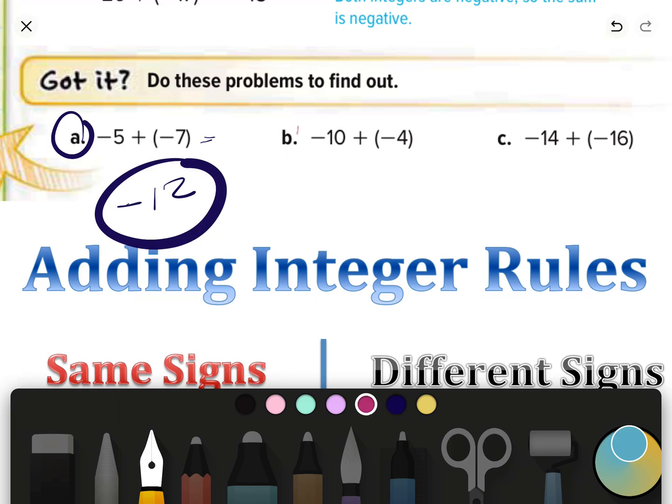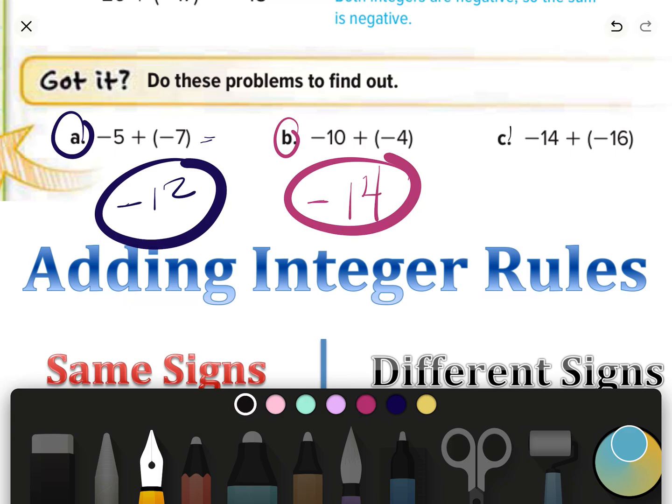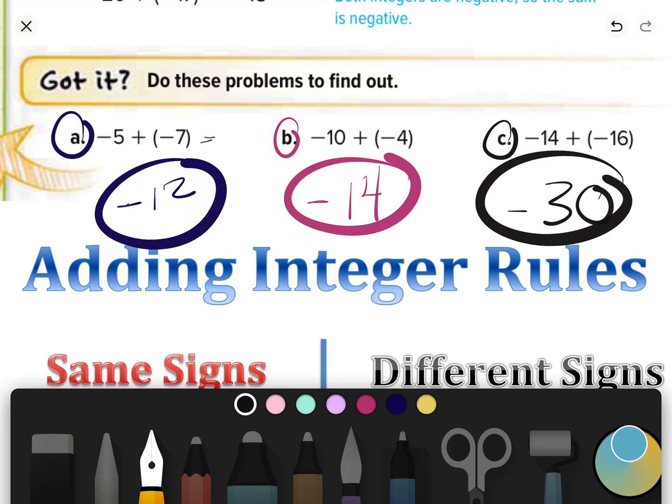If we look at B, I've got -10 plus -4. Same signs, you add 10 and 4, which is 14. A negative plus a negative is always a negative, so it's -14. And we look at C here, -14 plus -16. We add 14 and 16. That is 30. They're both negative. That is a negative 30.